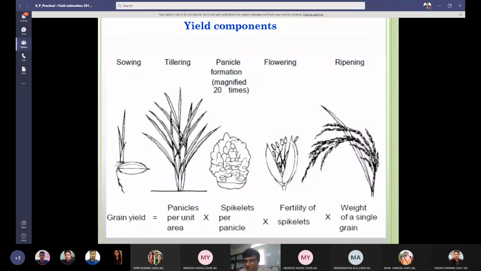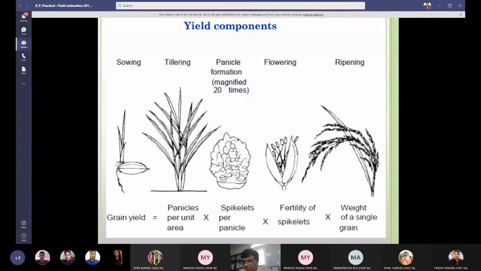And also the soil characteristics: at this particular time, there should not be any shortage of moisture. A small stress of water will affect the pollination or the spikelet fertility. So at that time, you need to have at least 1 to 2 centimeter of standing water in the soil. So fertility of spikelet is important.